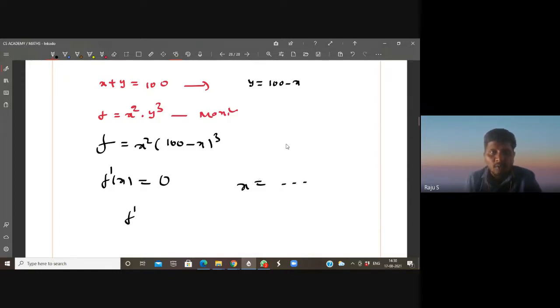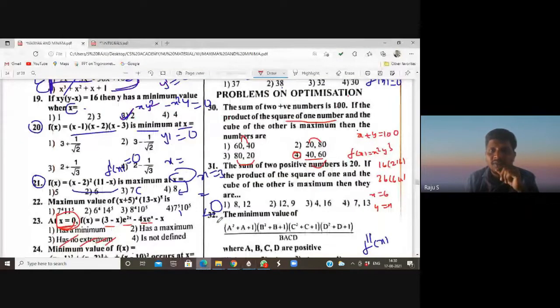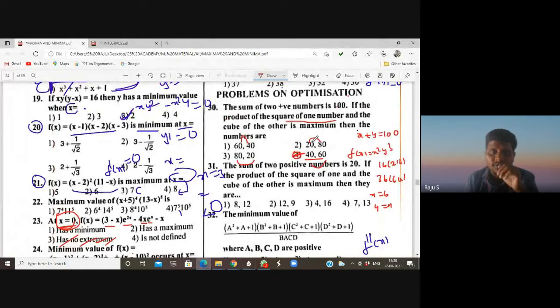What about your UV rule? x square into 3 times 100 minus x the whole square, plus again 100 minus x the whole square into 2x is equal to 0. Like that, x is common, x is equal to 0. There is no need for 0 and all. So like that, you can find the x value, students. You'll get the fourth option. That's all. If you get only one of the options, it is correct.